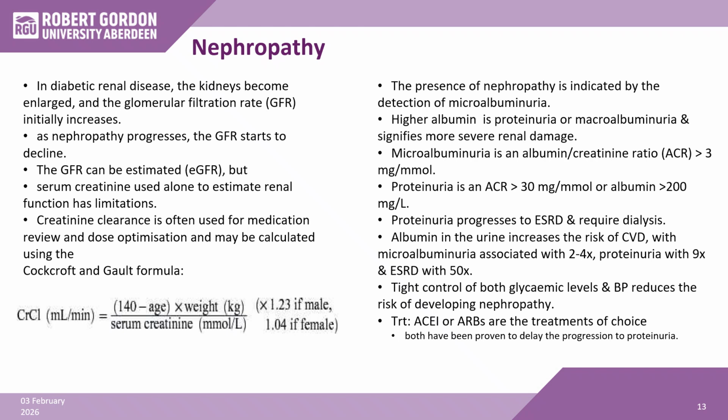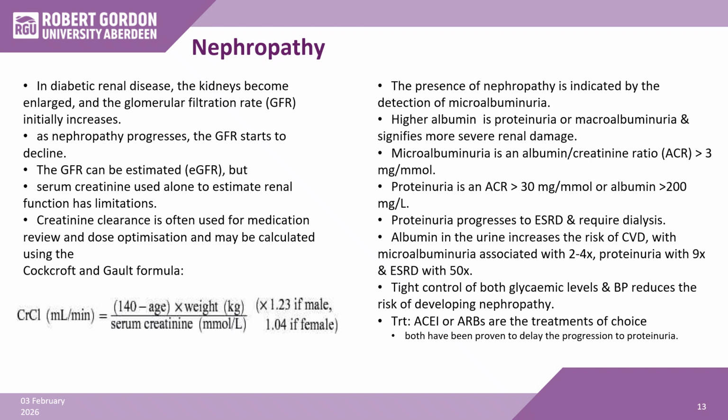So diabetic renal disease. In diabetic renal disease, the kidneys become enlarged and the GFR initially increases, and as it progresses, the GFR starts to decline. It's estimated, but really serum creatinine used alone to estimate renal function has limitations, because creatinine clearance is often used for medication review, and dose optimization may be calculated using the Cockcroft and Gault formula. A formula here I've included. Again, these days there are tools we can use to calculate the eGFR. We don't have to manually do it anymore.